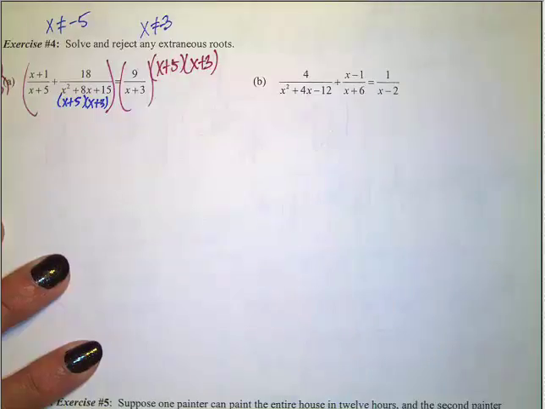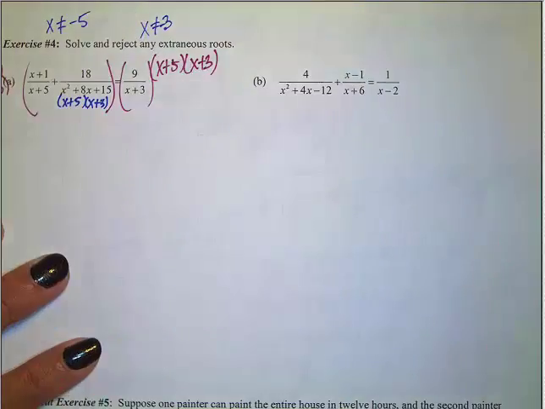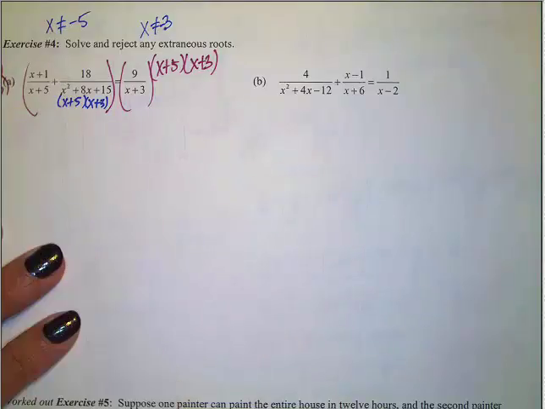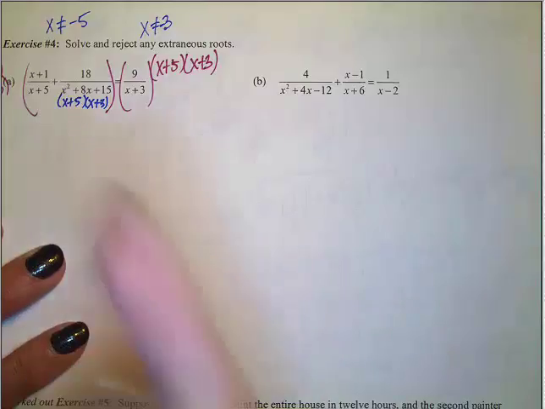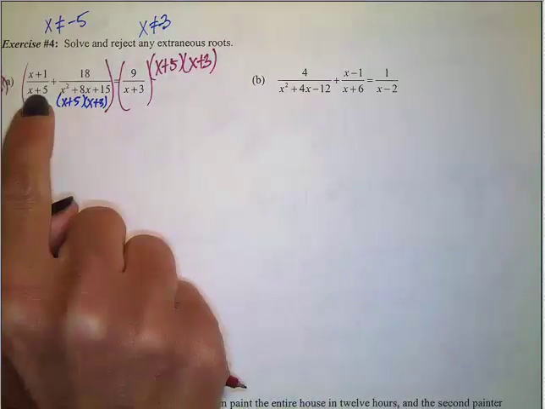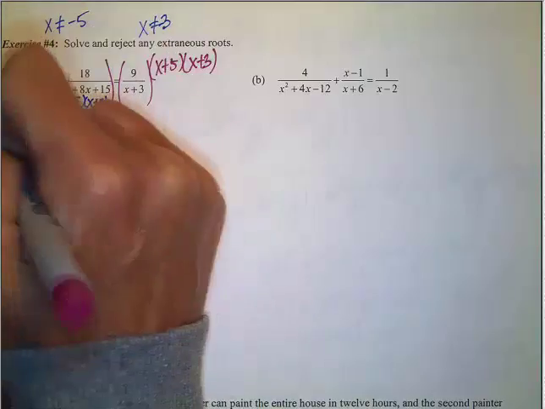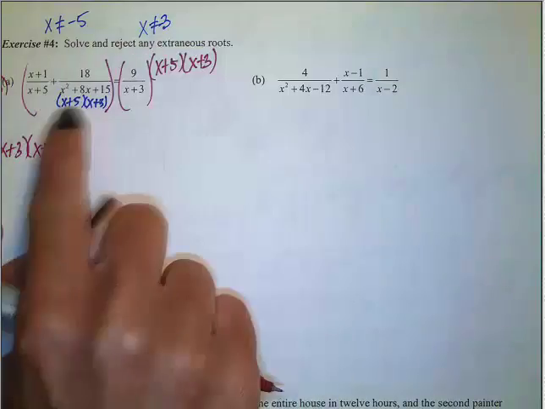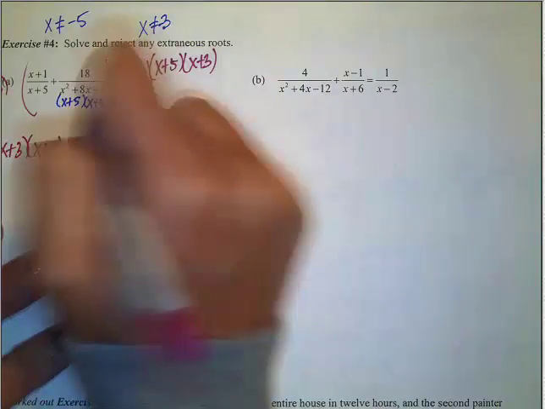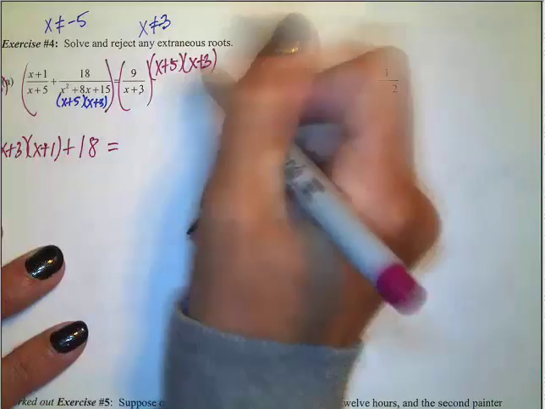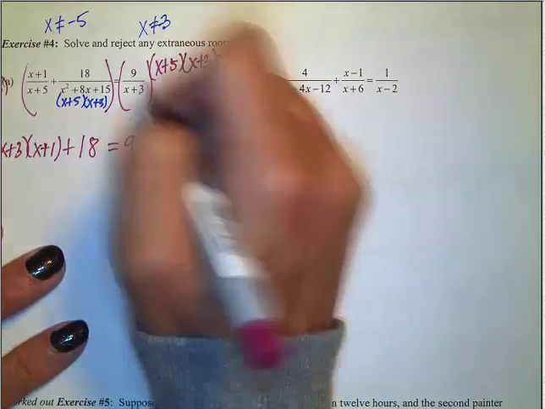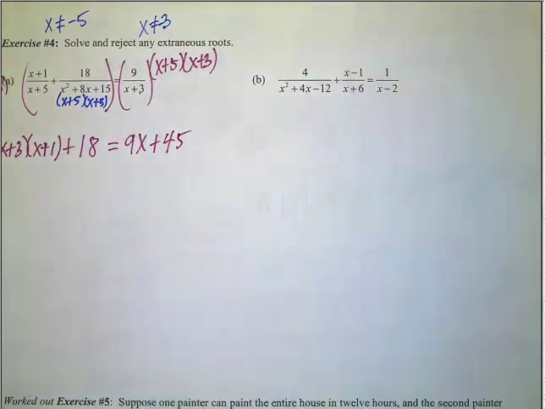On the top, we need to distribute that. Hopefully, maybe, you're to the point where you don't have to write that out. If you're not, then write it out and do your division. If you are to that point, we know in the first fraction the x plus 5's divide out, so we have x plus 3 times x plus 1 plus, they both divide out, 18 equals, the x plus 3's divide out, so I'm going to multiply 9 times x plus 9 times 5, and here we go.